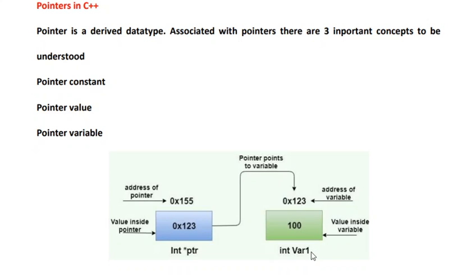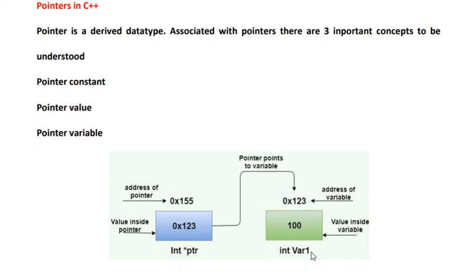In today's class, we will be discussing pointers in C++. Now, as we all know, pointer is a derived data type. Associated with pointers, there are three important concepts. These are pointer constant, pointer value, and pointer variable.